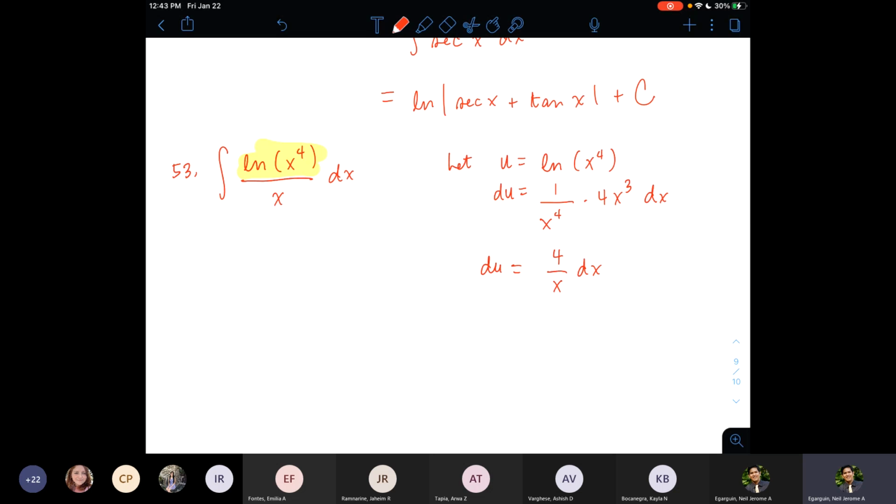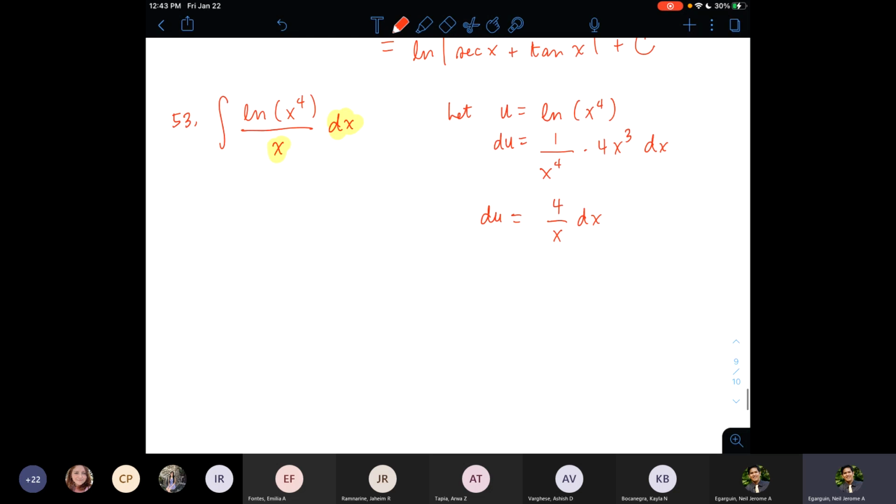And do I see that in the integral? Well, I have the dx there. I have an x in the denominator. And the only missing thing is the 4, right? But that won't be a problem. I can divide both sides by 4. So I'll have du over 4 equals dx over x. So that tells me that dx over x can be replaced by du.